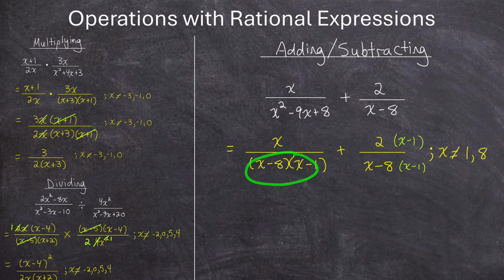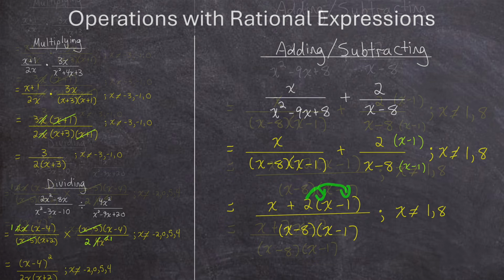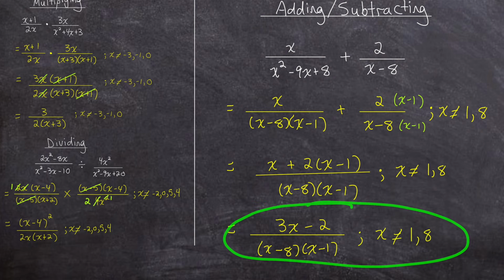And now that these denominators are the exact same, I can combine these into a single fraction by keeping that common denominator and adding their numerators. And then all that's left to do is simplify the numerator. I'll distribute the 2 into the x minus 1. And if I collect my like terms, x plus 2x is 3x. And there's the final simplified answer with the restrictions.